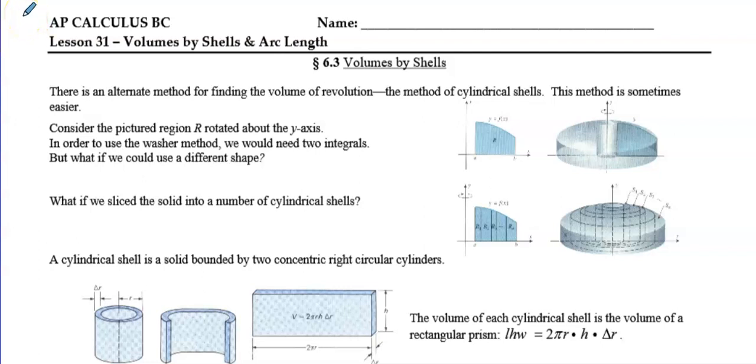In this lesson we're going to discuss volumes by shells and arc length. Volumes by shells is going to be another way you can find volume of revolution if for some reason the washer-disk method does not work out. And it can actually become a simpler way of doing it than the washer-disk method. First of all, let's talk about why we would use shells in lieu of washer-disk.